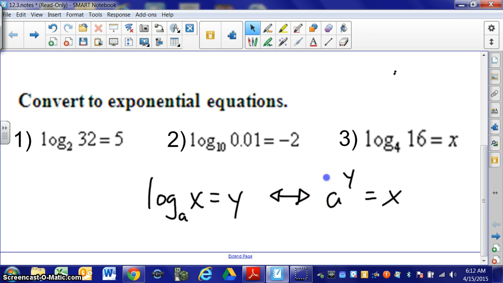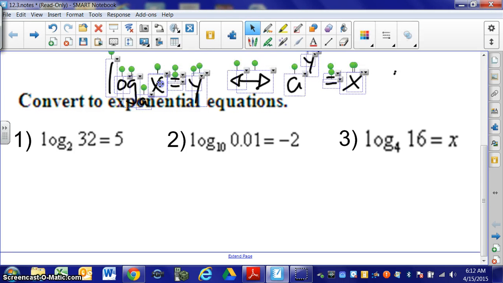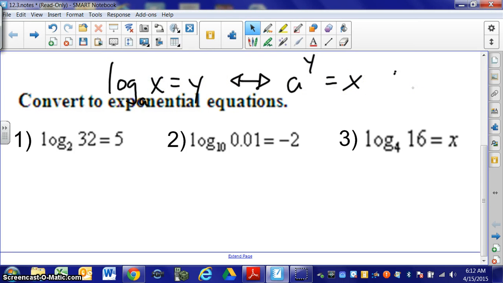I'm going to go ahead and move this up out of the way. Maybe, please, thank you. No, there we go. Move that up out of the way so we can see it. And what we're going to do is go back and forth between log form. Right now I currently have it in log form.